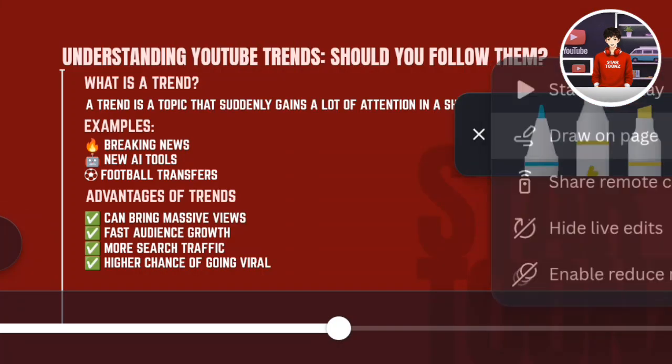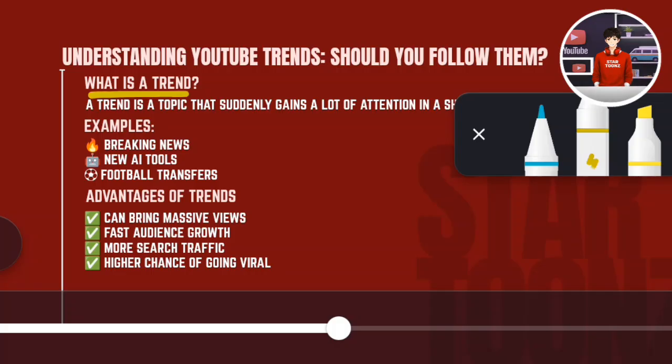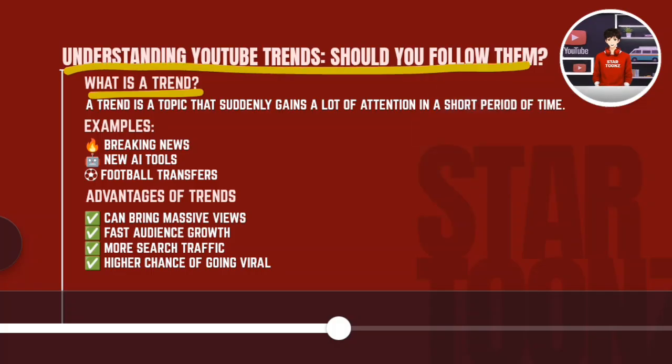One of the biggest opportunities on YouTube is trending content, but it's also one of the most misunderstood. A trend is simply a topic that suddenly becomes popular. It could be a major football transfer, a brand new AI tool, a viral social media topic, or a new game update. When millions of people start searching for the same thing at the same time, YouTube notices. If you create a valuable video quickly, you have a chance to reach a much larger audience than usual. That's why many creators love trends.